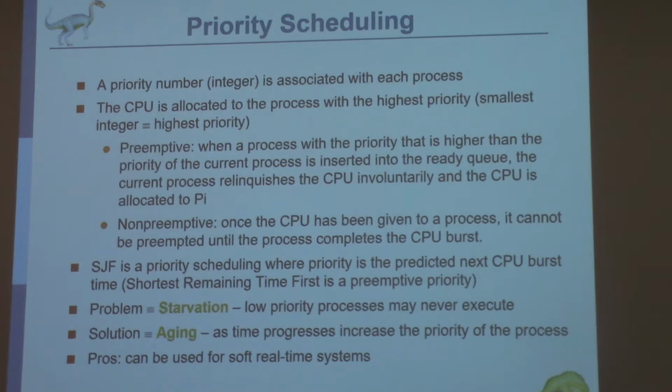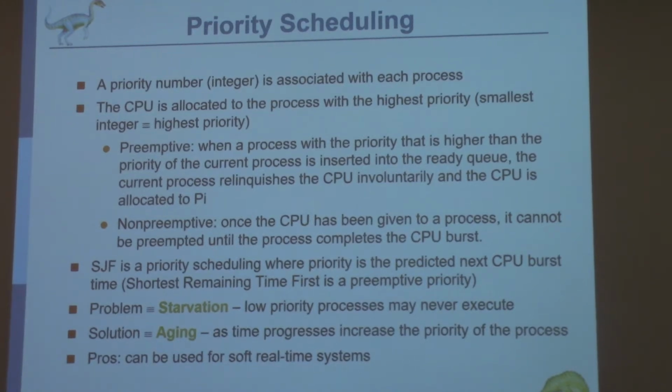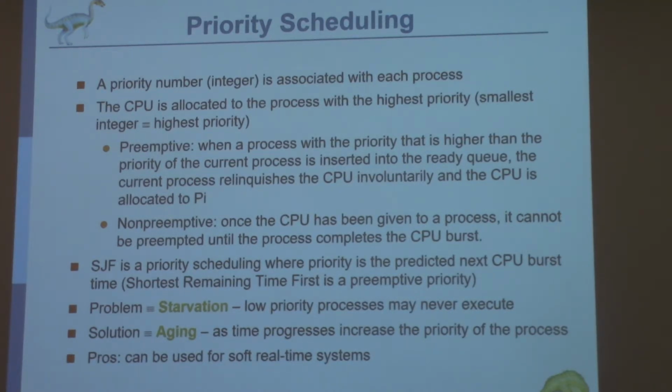Arrival time. Shortest job first. What is a priority? CPU burst time. And the shortest remaining job first. What is a priority? Remaining CPU time. So any such selection algorithm, we can regard all of these algorithms as priority-based. The problem is, what is a priority?